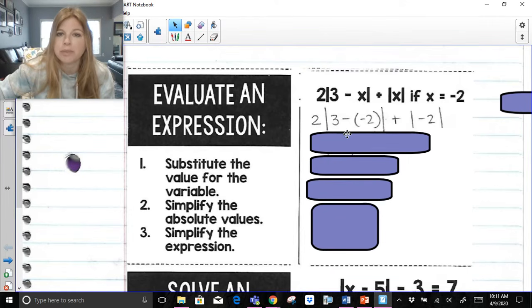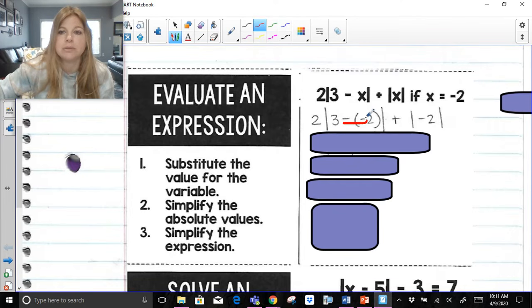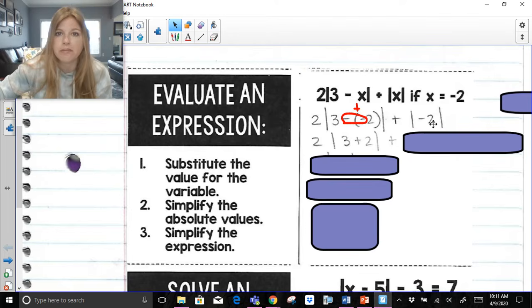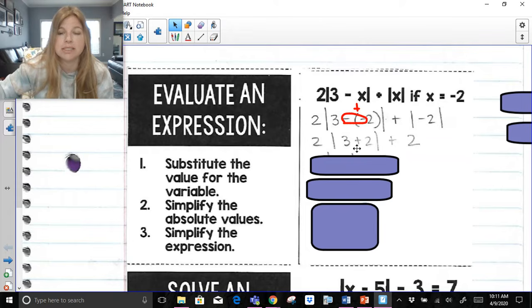So I need to simplify what's in that first. So first of all, 3 minus a -2 really means 3 plus 2. So this is saying 2 times the absolute value of 3 plus 2, plus, now this is just by itself. We can simplify that right now. What's the absolute value of -2? It's +2. Let's continue to simplify.